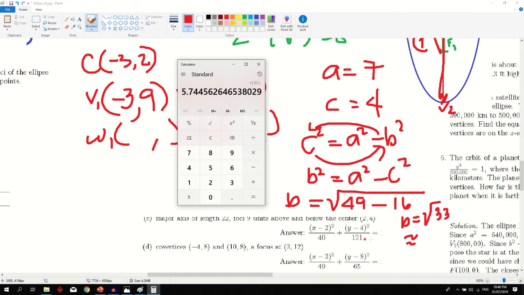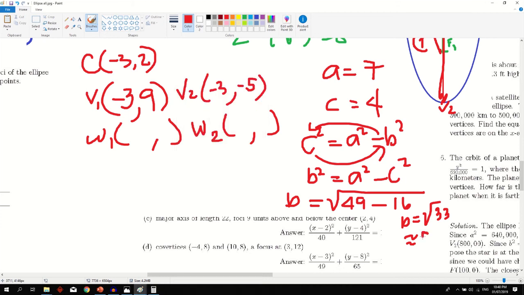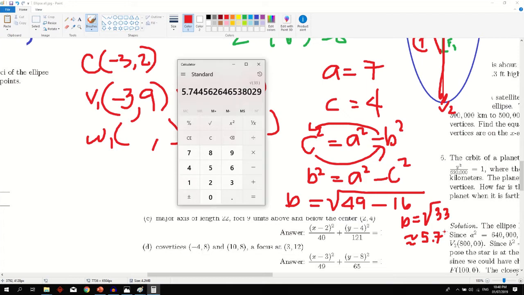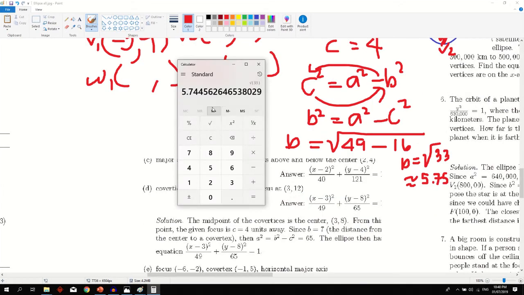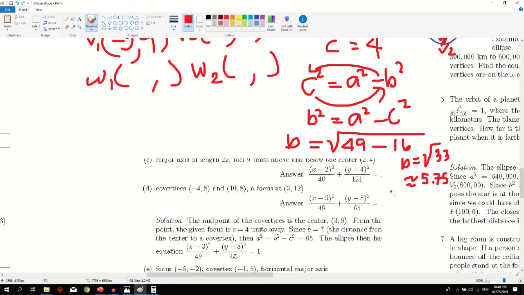So 5.7 or 5.8. I'll just put 5.745. Okay, I'll just put 5.75. Okay, so this one is already okay to me.